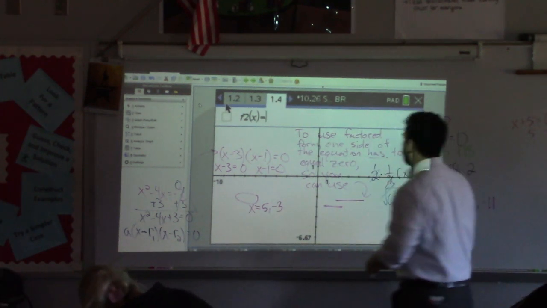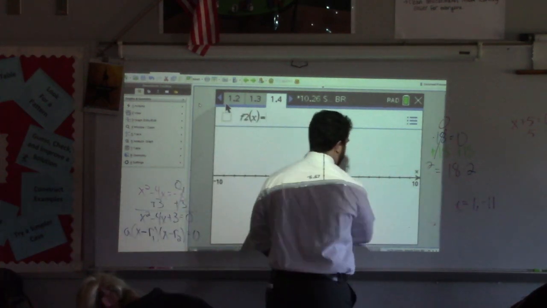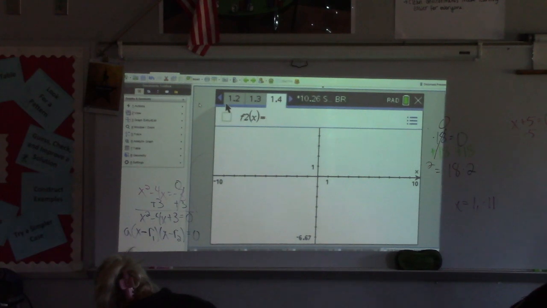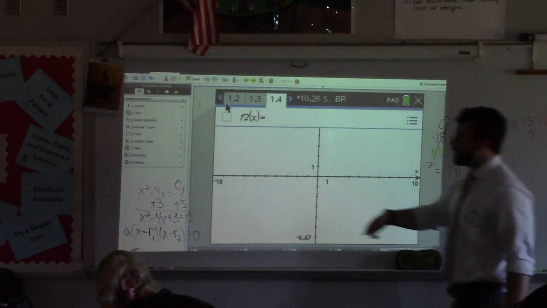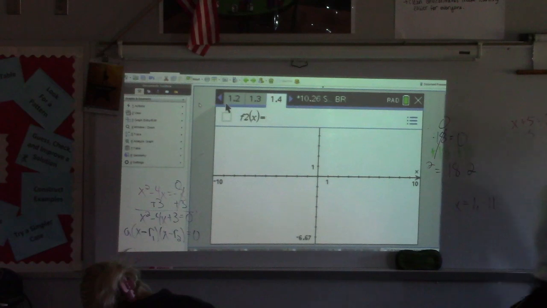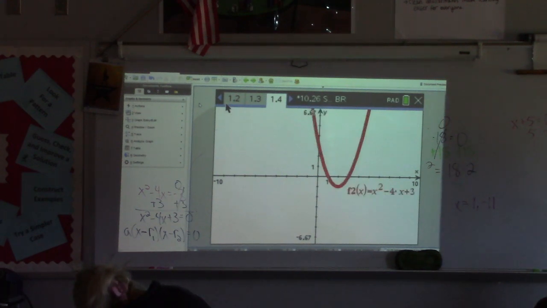Okay. So, what was the equation? X squared minus 4x equals -3. So that's what we started with, but remember, we had to be equal to 0, so I need the left-hand side of that. X squared minus 4x plus 3. So we should all be typing this in, x squared minus 4x plus 3. So there's a graph.